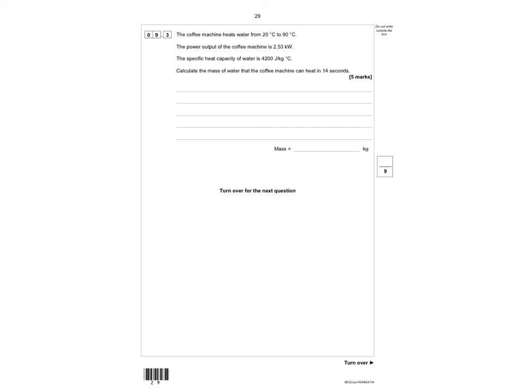First of all, specific heat capacity is all about the change in temperature. So we've got a change in temperature of 70 degrees C, 90 minus 20. The power output, 2.53 kilowatts, let's remind ourselves, is 2,530 watts from the previous question. And we know the specific heat capacity, which is symbol C. We want to calculate the mass of the water. And the final thing we know is the time is 14 seconds.